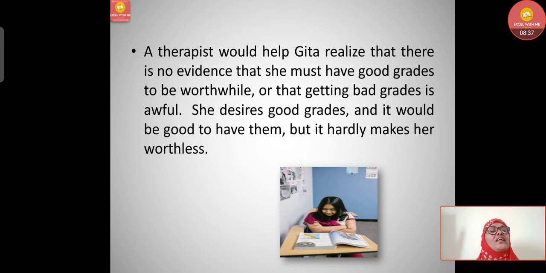Then a therapist would help Geeta realize that there is no evidence that she must have good grades to be worthwhile, or that getting bad grades is awful. So what will the therapist do? It is not that getting good grades is a high achievement and not getting good grades is low and awful. It's not like that. The therapist will try to change the irrational beliefs. She desires good grades and it would be good to have them, but not getting them hardly makes her worthless. Not getting grades will never make any person worthless. So that thinking should be brought by the therapist.